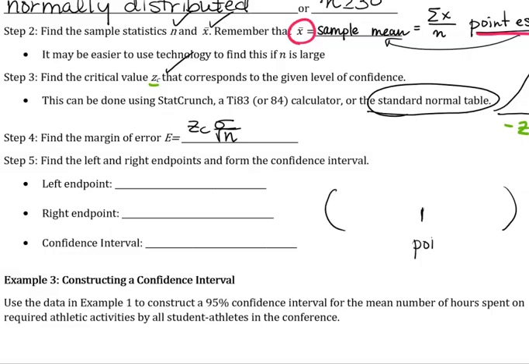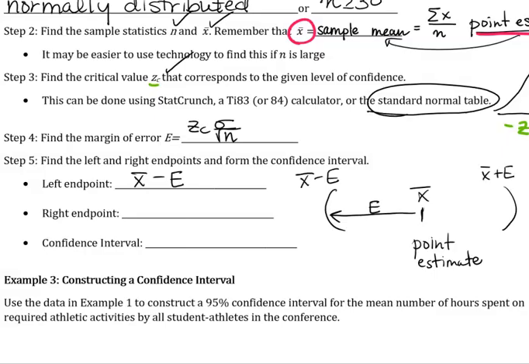In the middle is your point estimate, the sample mean x bar. Off to the left is your left endpoint, x bar minus e, because you moved the margin of error away from the sample mean. To the right is your right endpoint, x bar plus e, because you moved to the right e units from your point estimate in the middle. So the entire confidence interval is the range of numbers between x bar minus e and x bar plus e.